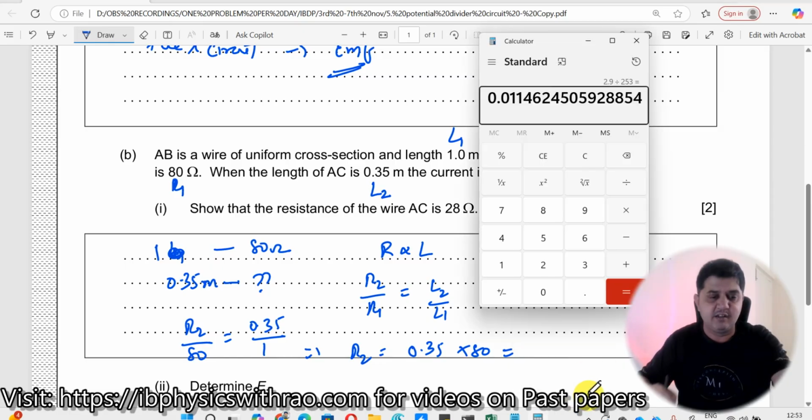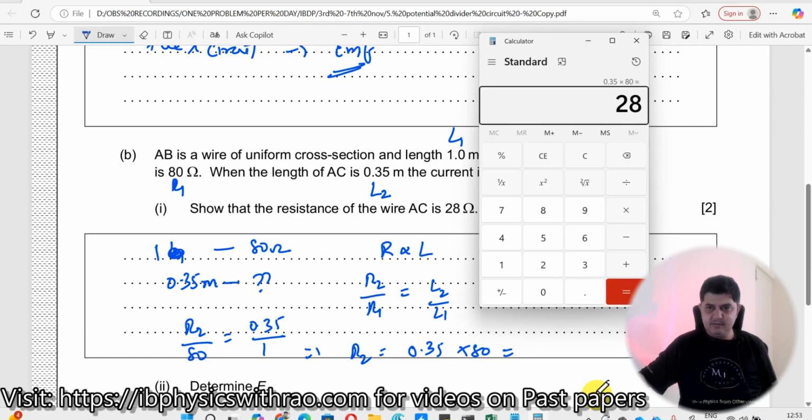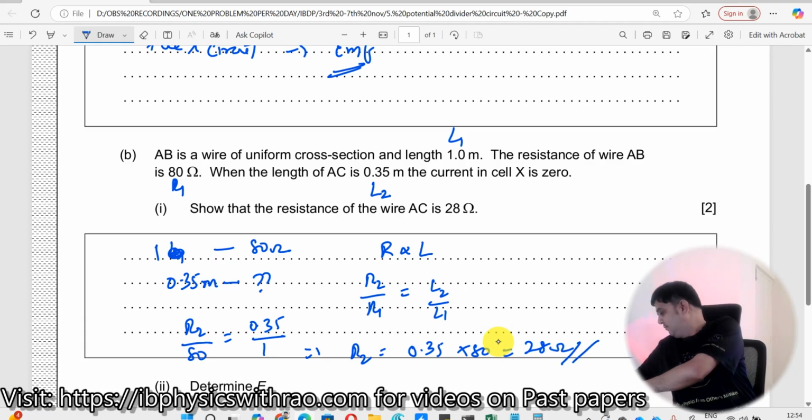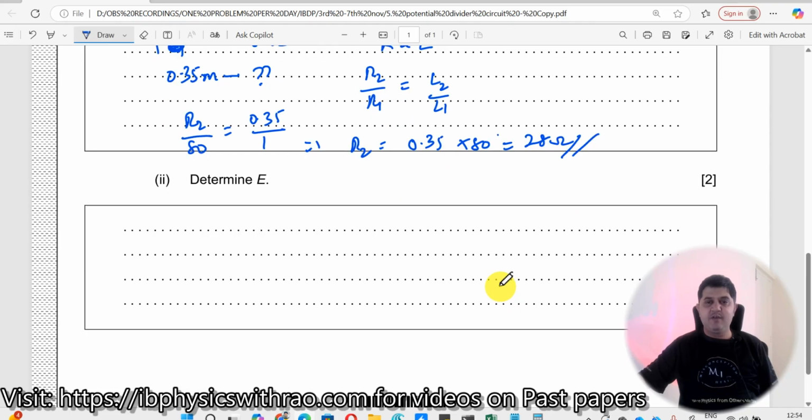The calculator, nothing else, 0.35 multiplied by 80 would be 28 ohms. Check my answer. 28 ohms. Right. Okay, next. Determine the value of E.